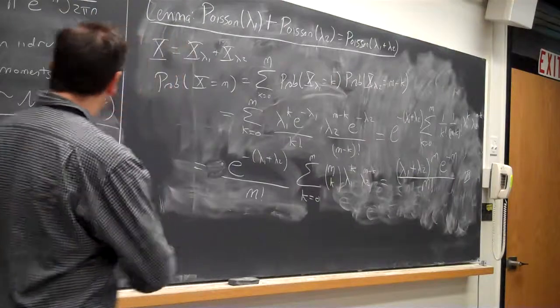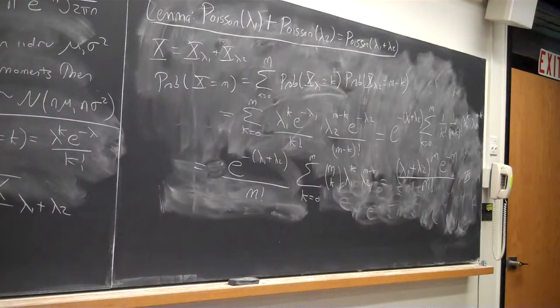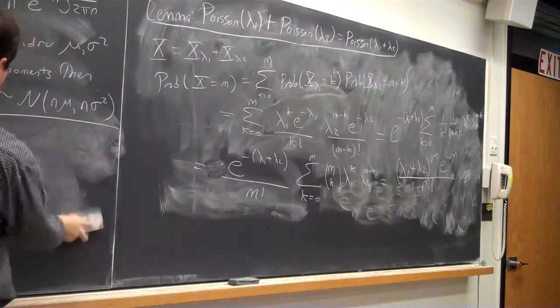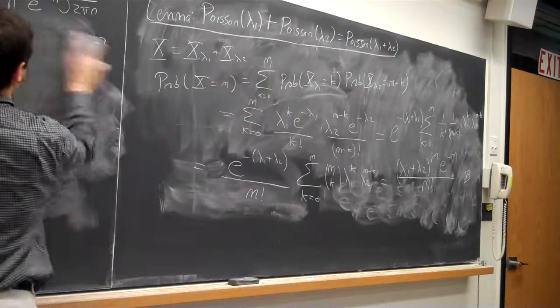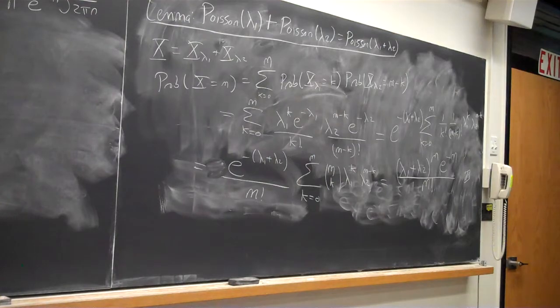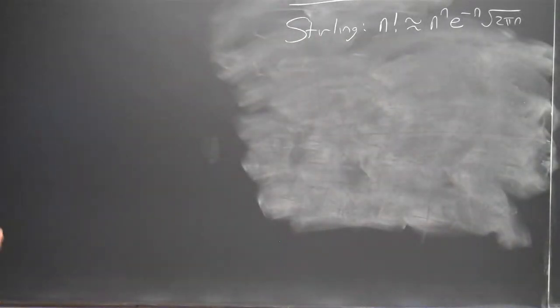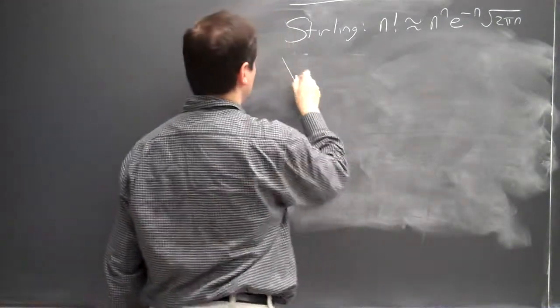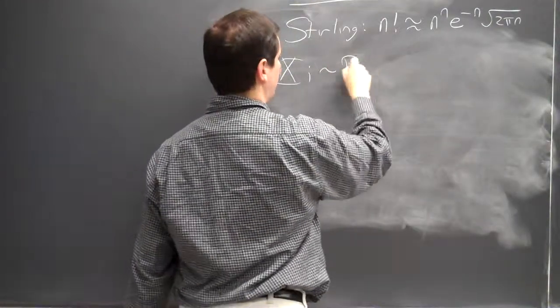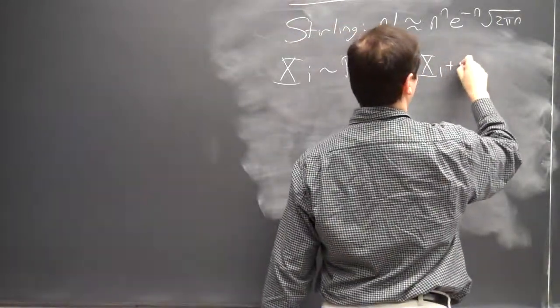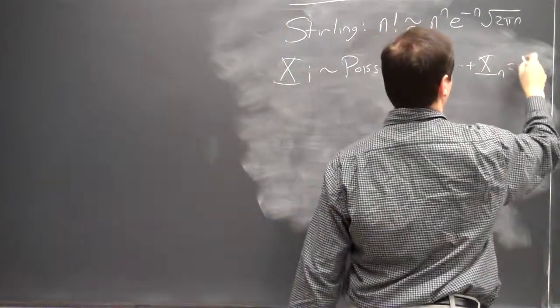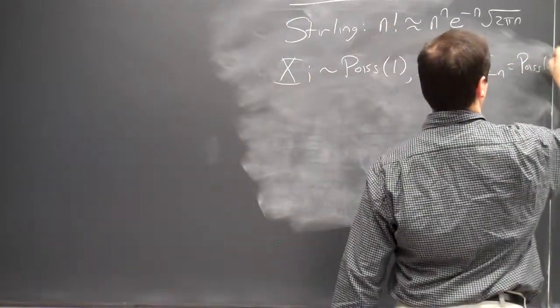Okay, so now we're going to use the central limit theorem. I'm going to erase the central limit theorem. You've all memorized it by now. And in this way we'll have plenty of space for the calculation. So we're going to now prove that the central limit theorem implies Stirling's formula. So Xi will be Poisson with parameter 1. X1 plus ... plus Xn will be Poisson with parameter n.